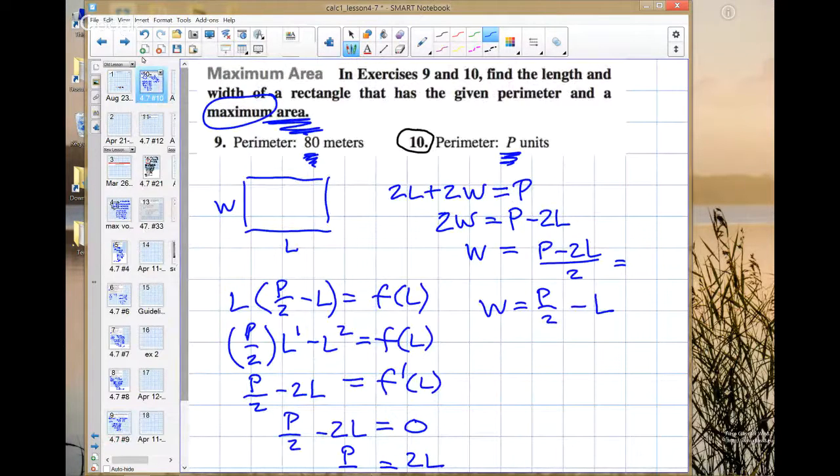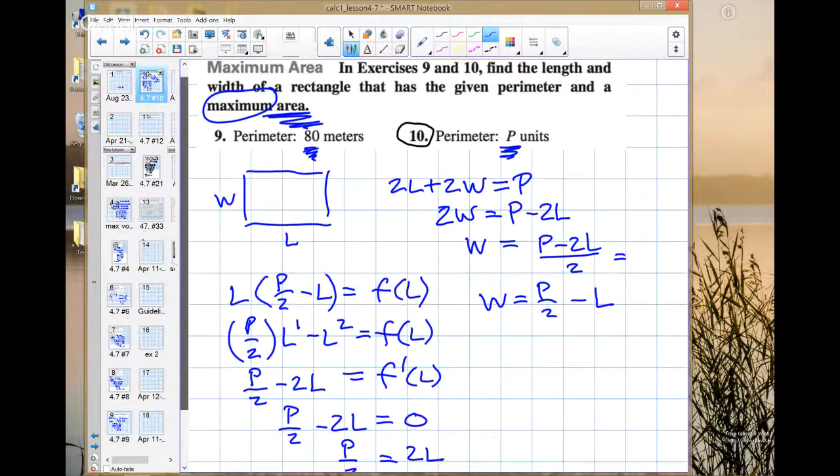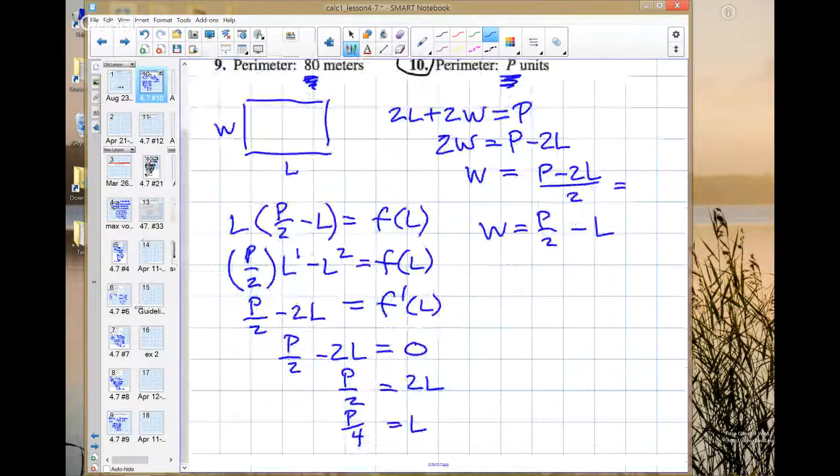So, anybody have a question on number 10? Can you just scroll down so I can see the work, please? Thank you. You're welcome.